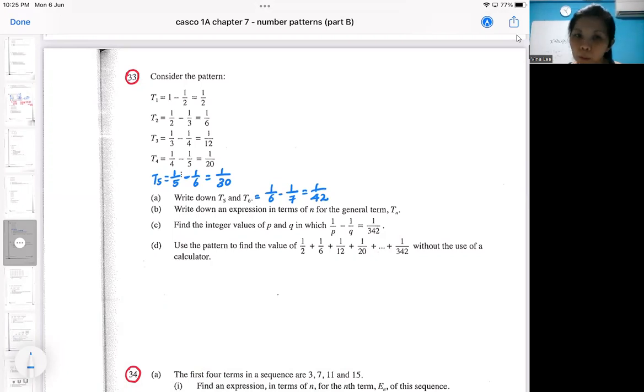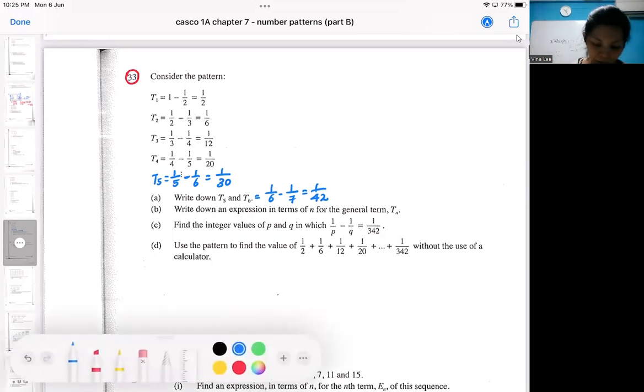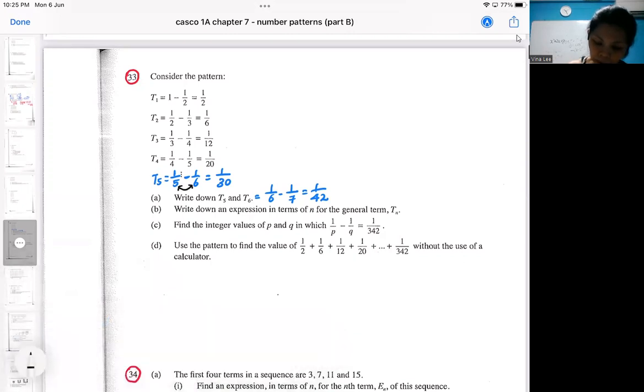So at the moment, you should realize that there is a pattern in the denominator. The product of the two denominators will be 30, and the two denominators are consecutive. That means it's something like 5, 6, 3, 4, 4, 5, 5, 6, and 7, 8. So the denominators are consecutive, and then we multiply the product later on.